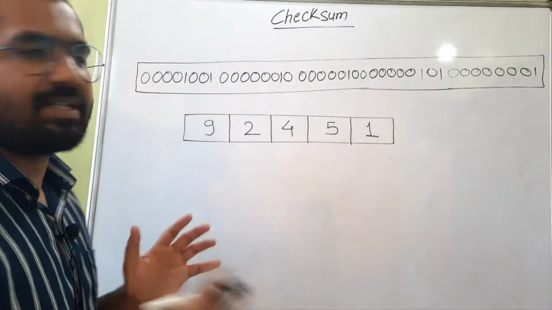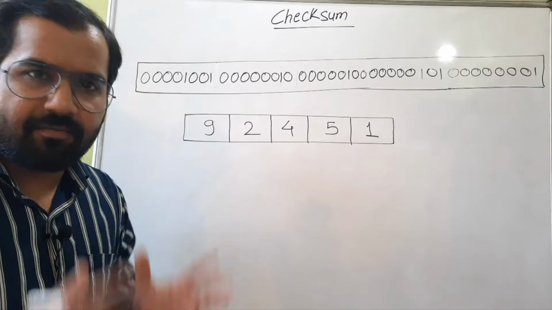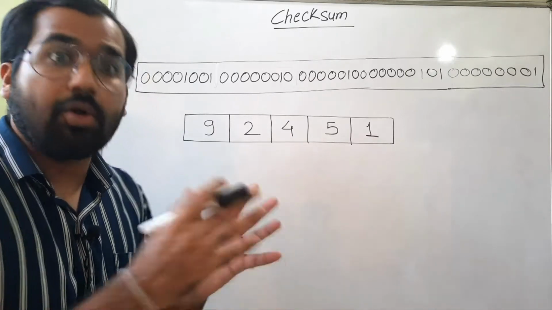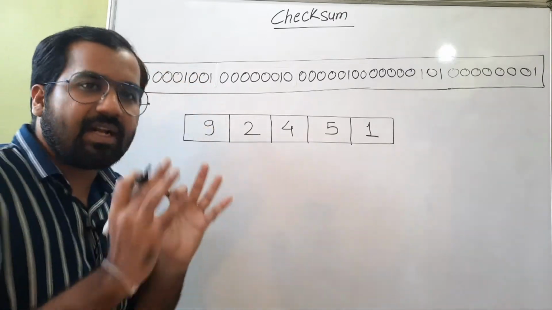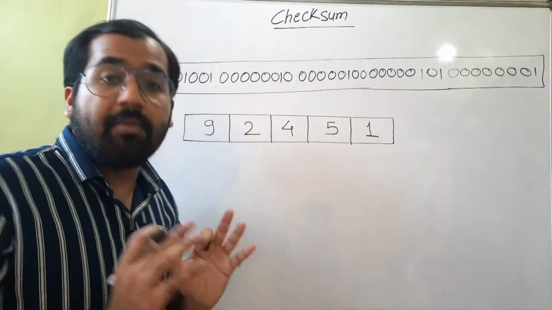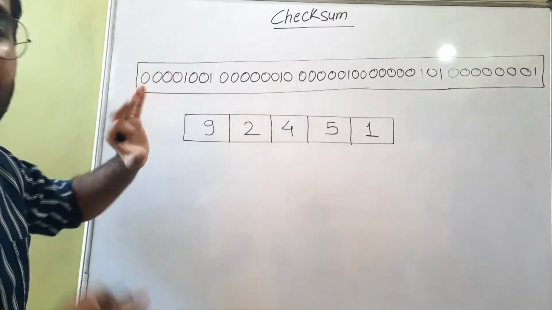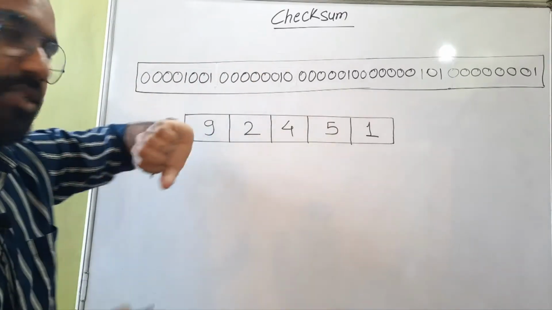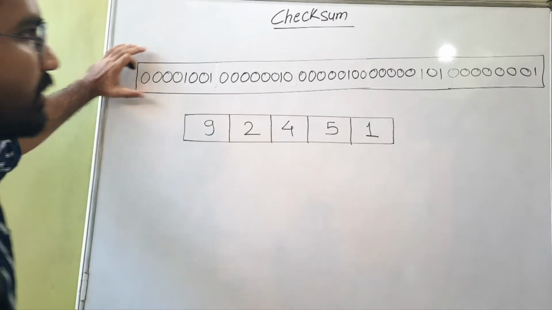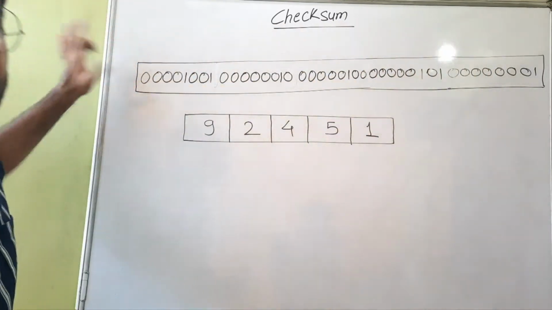So, how is the checksum working, how are we able to detect whether there is an error or not? First of all, let's consider the sender side, because whatever data is going to be sent, it would be from the sender side. Let's consider what steps are going to happen at the sender side. The sender wants to send this data.